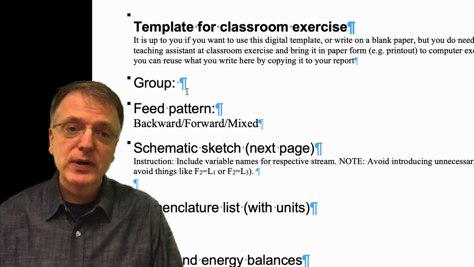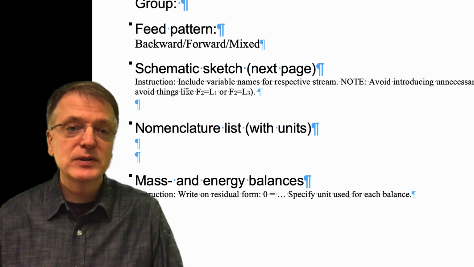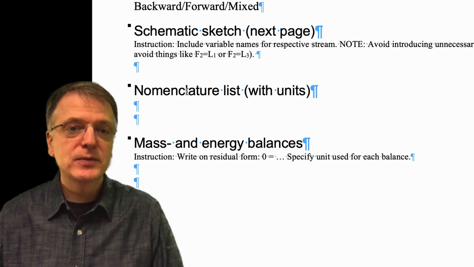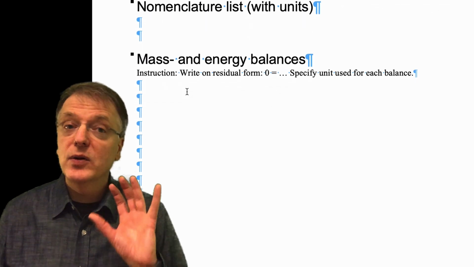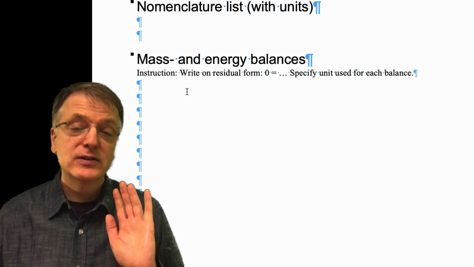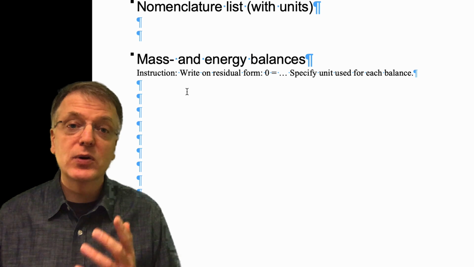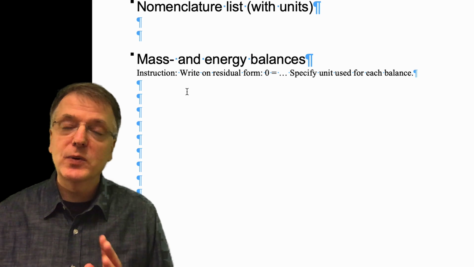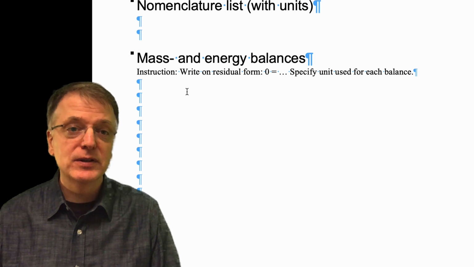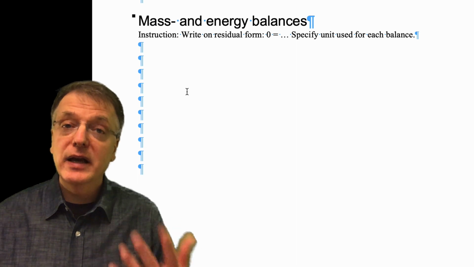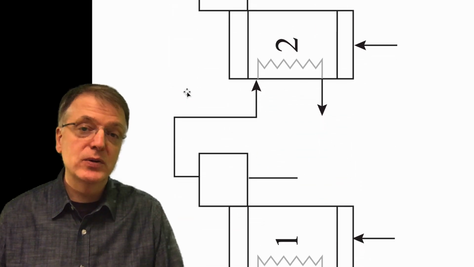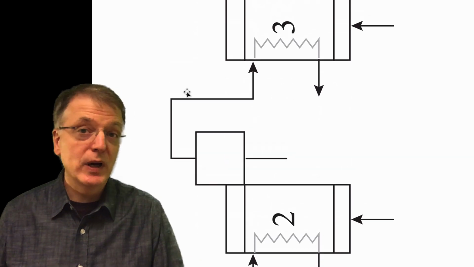So write down which group you're in, what feed pattern you're supposed to be using, make a sketch, and we have helped you a bit on the next page, we will show that soon. Write down your complete nomenclature list, so all the variables and variable names you're going to use, and specify what unit you use for each and every one. You don't want to make unit errors in this task. Then write down all mass and energy balances that you will be using. Here is the sketch. Note that the feed pattern hasn't been drawn in here, and that's because you have different feed patterns.